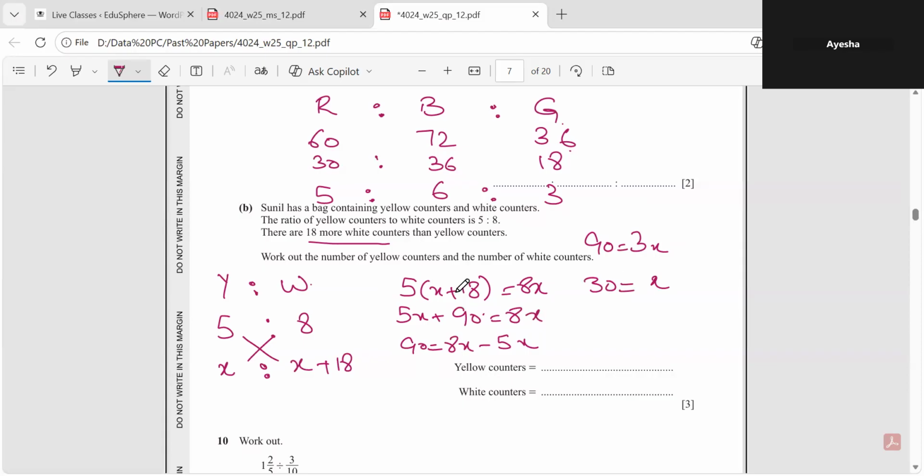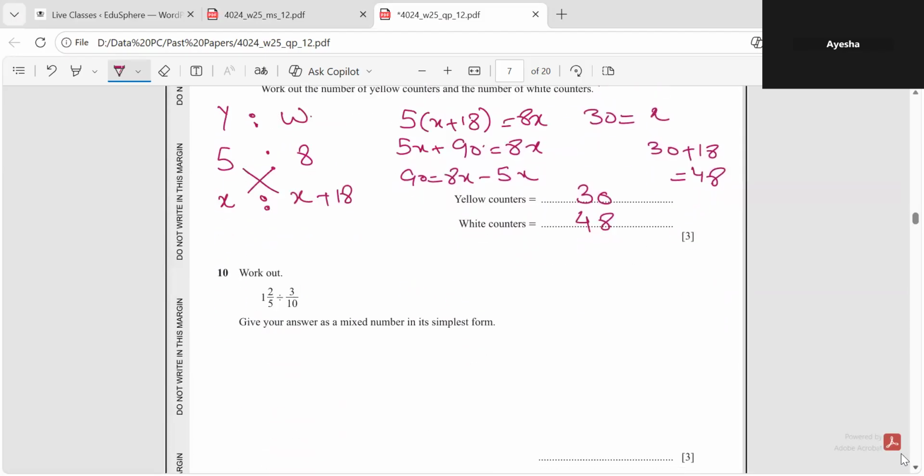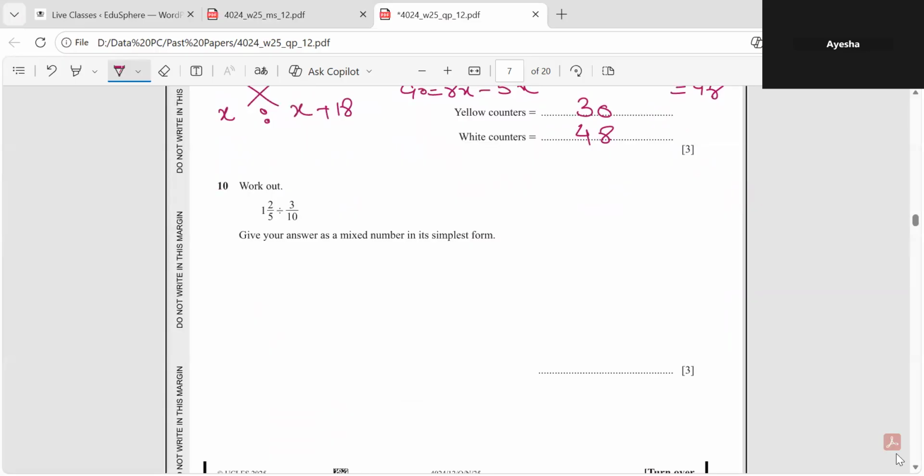If x is 30, then x was yellow counters, and 30 plus 18 is 48. So 48 were white counters. Okay. Now work out 1 whole 2 by 5 divided by 3 by 10 and give your answer as a mixed number in the simplest form.